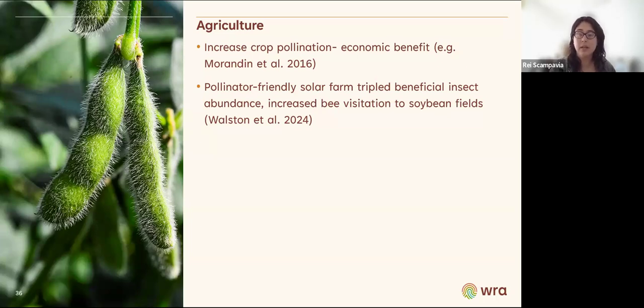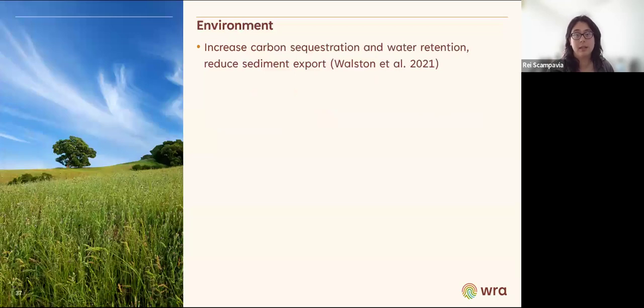to crops. And just a couple of months ago, one of the first studies of the effects of pollinator-friendly solar on pollination was published. This was in Minnesota, and there was a 5-year longitudinal study during which the researchers found that the creation of pollinator habitat on solar farms actually tripled the abundance of beneficial insects and also increased pollination visitation to adjacent soybean fields.